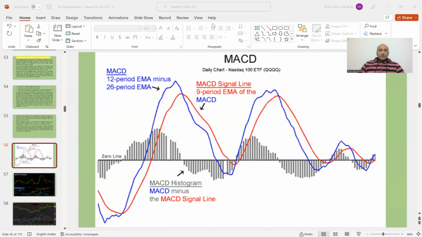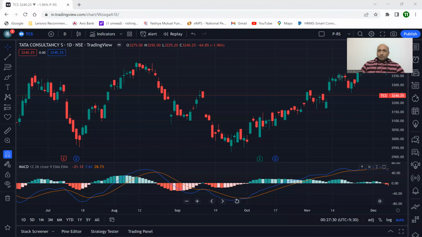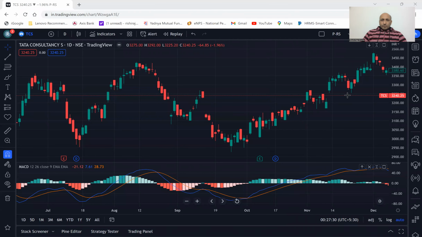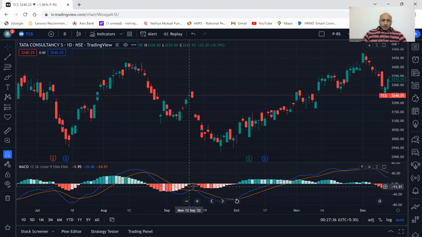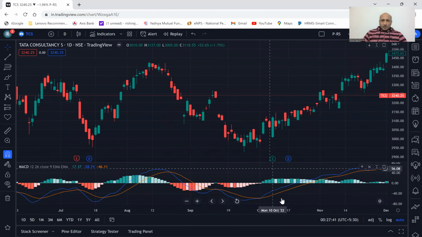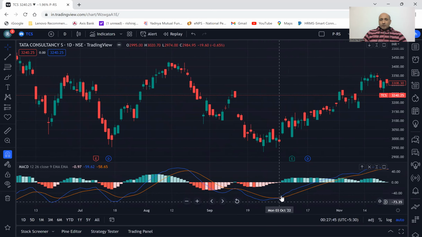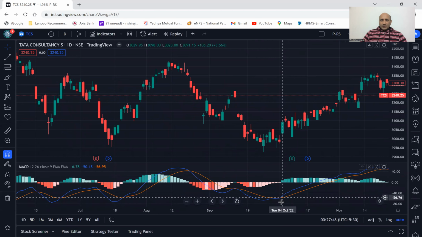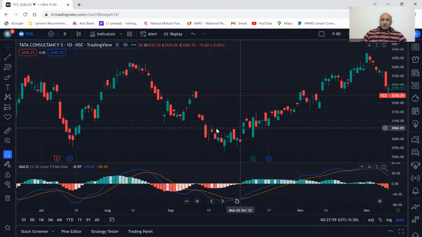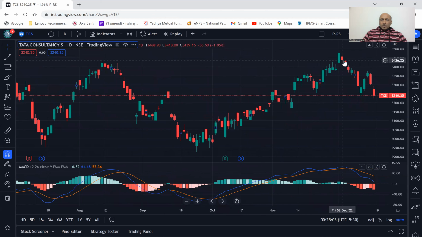So let us see on TradingView. Here you can see this histogram is reducing, and at the same place the blue line goes above, or you can see the MACD line is crossing the signal line on the upper side. So one can take a trade here on this green candlestick, and then one can see an upward movement like this.